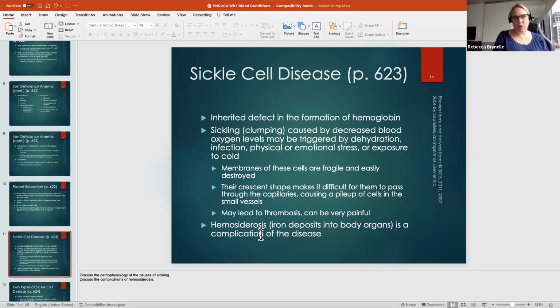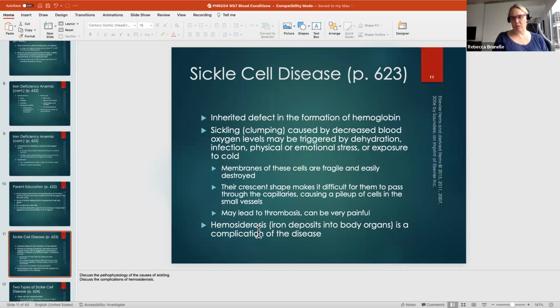There's this word down here at the bottom of the slide. It's hemosiderosis, and I apologize for my pronunciation, but I would recognize that this is iron deposits. So your hemoglobin contains iron. So when you break down your red blood cells, you end up with iron deposits throughout your body. So sometimes you have to take medication to get rid of that excess iron.